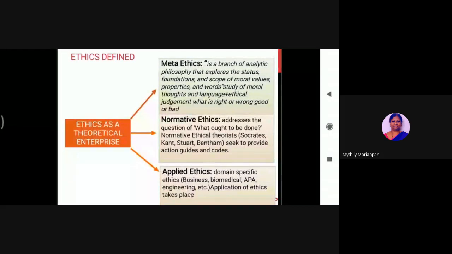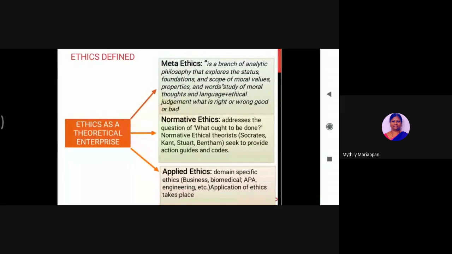Ethics. Second, we talk about normative ethics. Addressing the question of what ought to be, what is right and what is wrong, is known as normative ethics. Normative is related with our norms and our values. It is all related with the theories propagated by Socrates, Kant, Stuart, Bentham, etc., and they are more like a guideline to us, like what kind of guidelines we should follow when we are doing any kind of research.